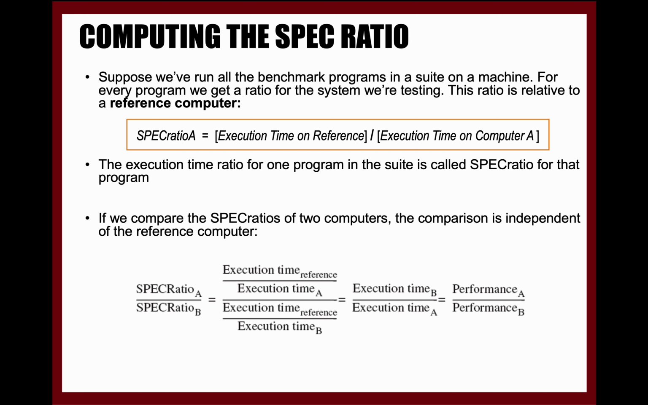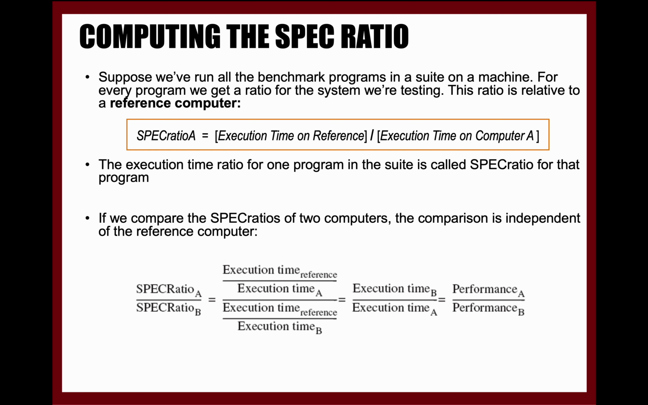Now, SPEC ratio. This is a fundamental metric used in benchmarking to evaluate the performance of a computer system. Imagine running an entire suite of benchmark programs on a computer. For each of those programs, we calculate a specific ratio based on the execution time of the program on a computer being tested compared to a standard or a reference computer. The formula provided showcases this.